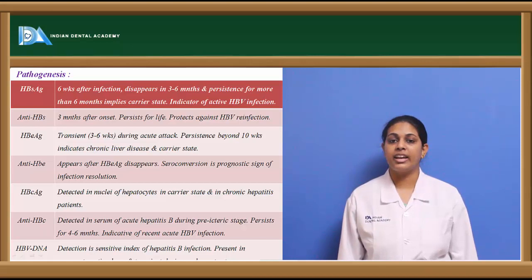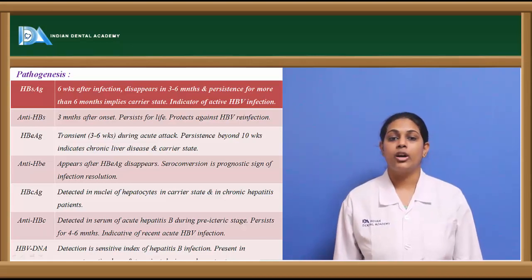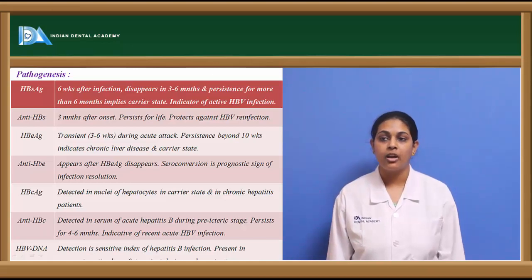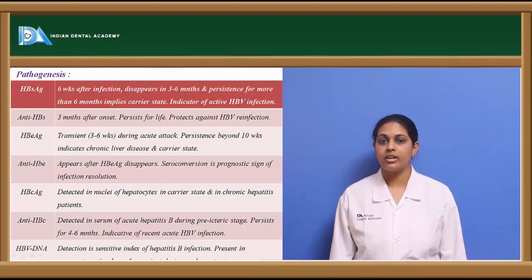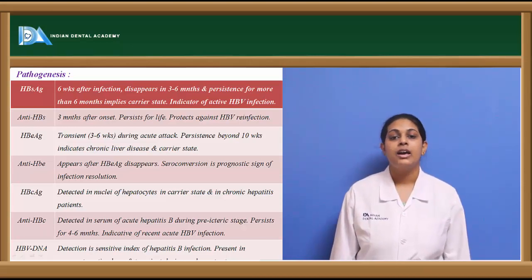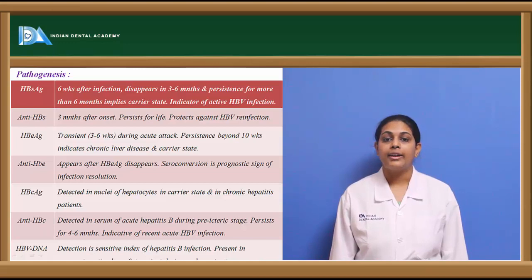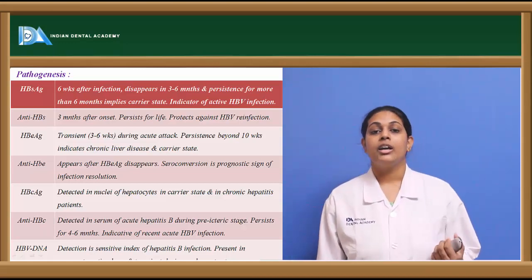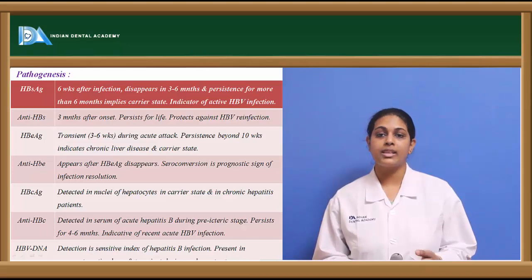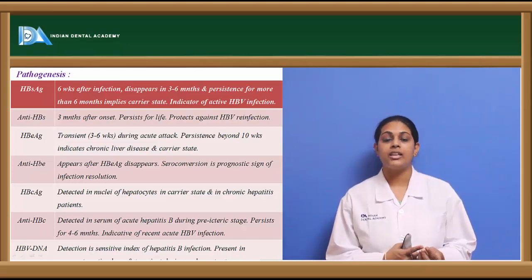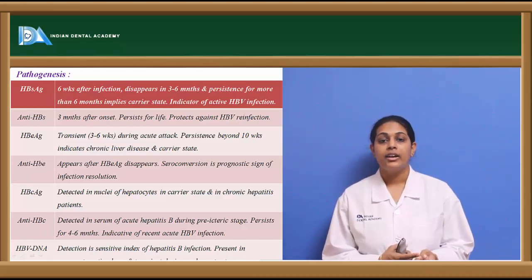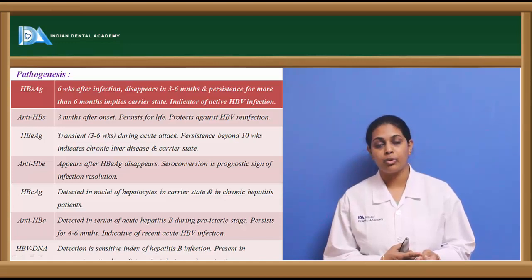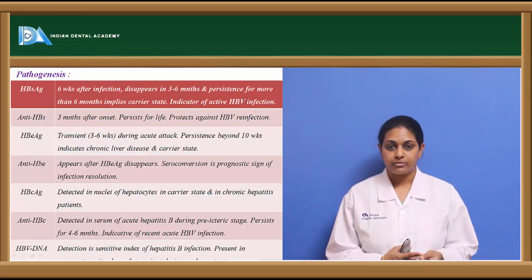Coming to hepatitis E antigen, which encodes for that of the nucleocapsid. It is usually present transiently during the acute attacks of this hepatitis viral infection. It is present only for 3 to 6 weeks, and if it persists beyond 10 weeks, then it indicates that the patient has a chronic liver disease, and it can progress to a carrier state.